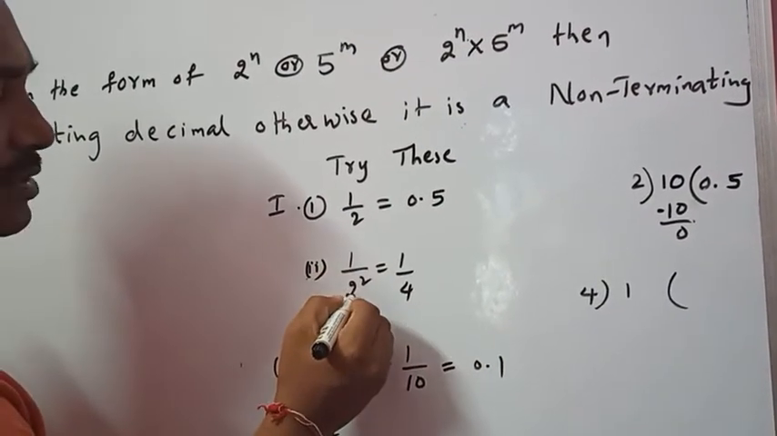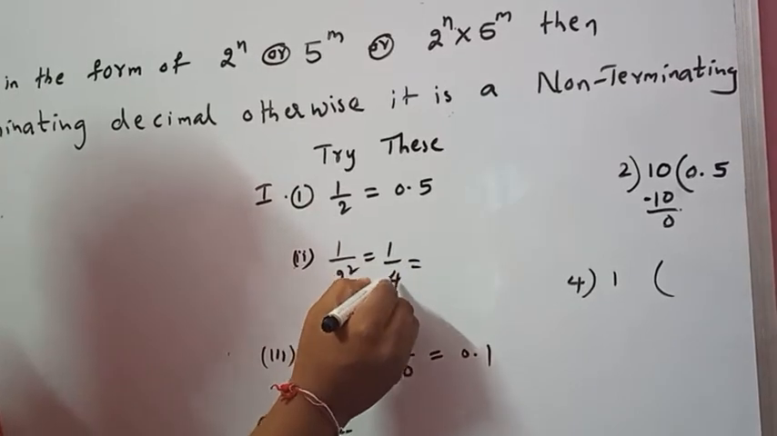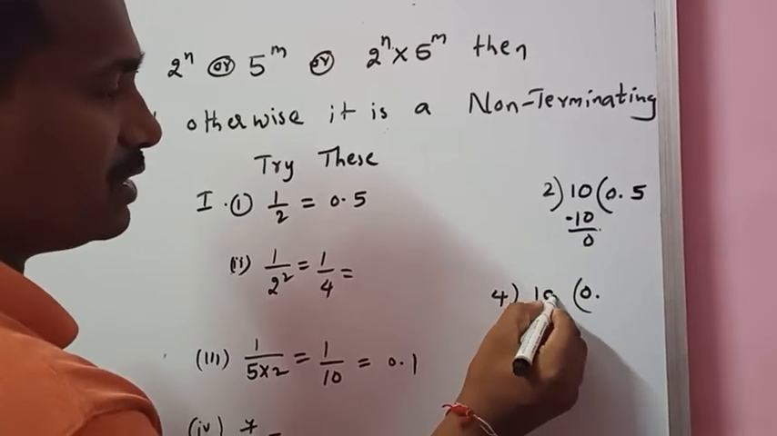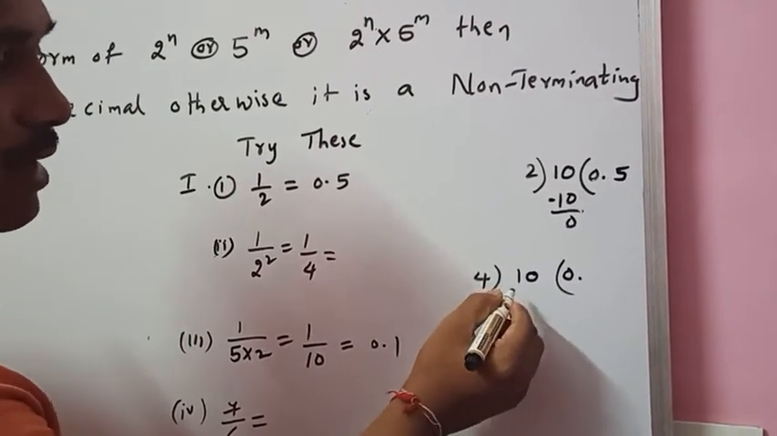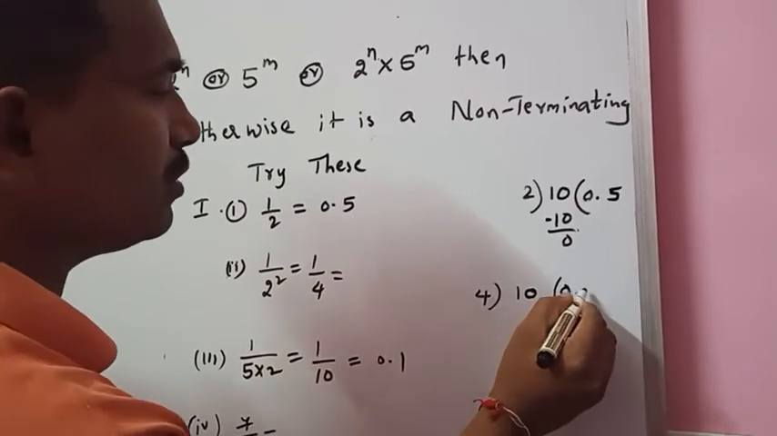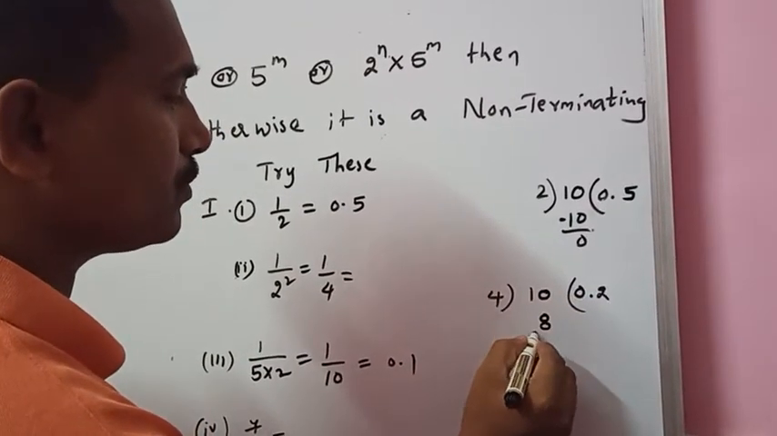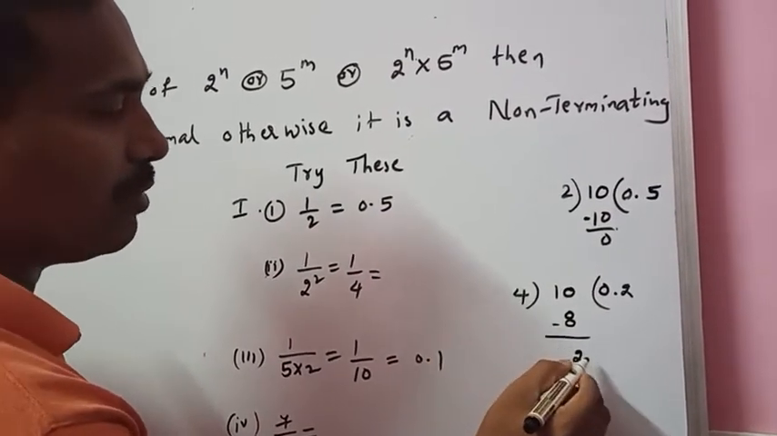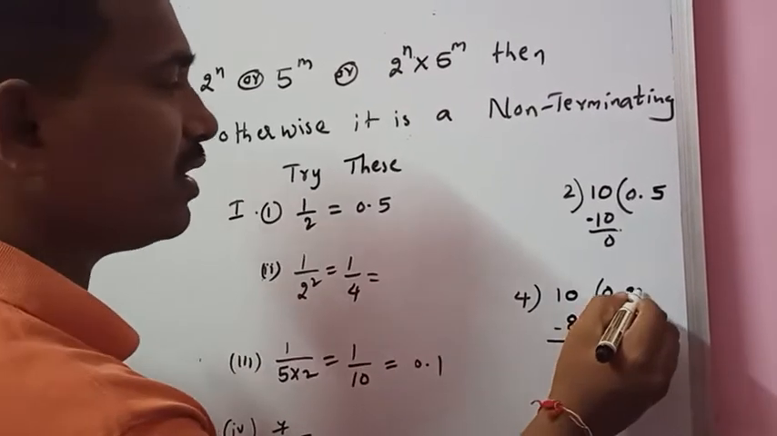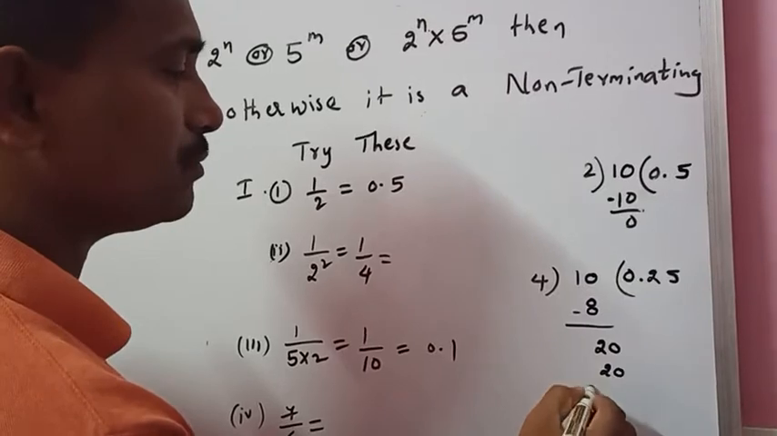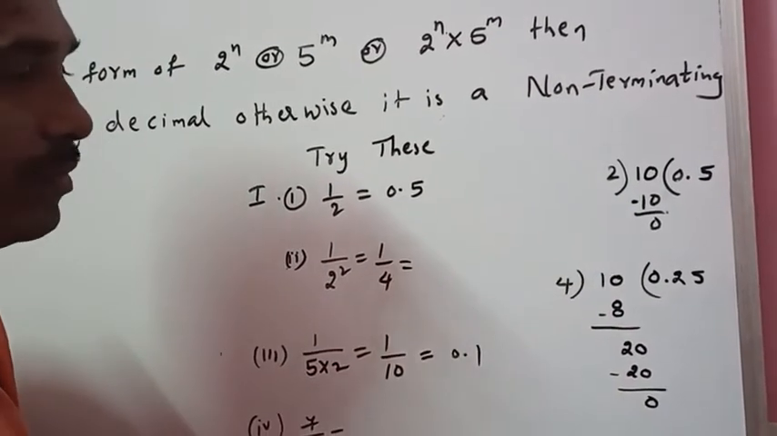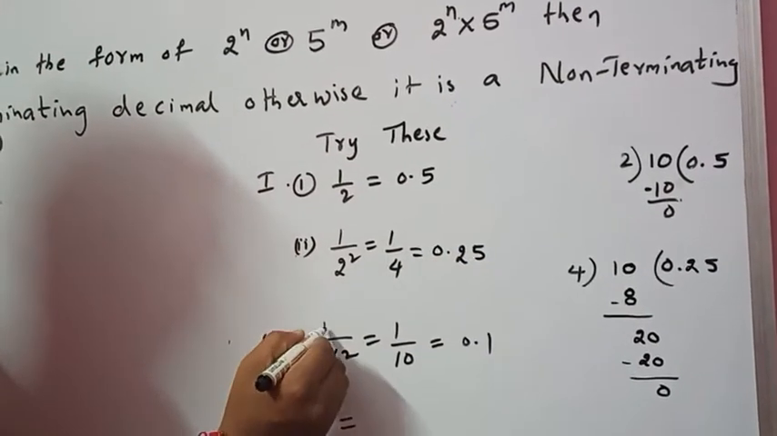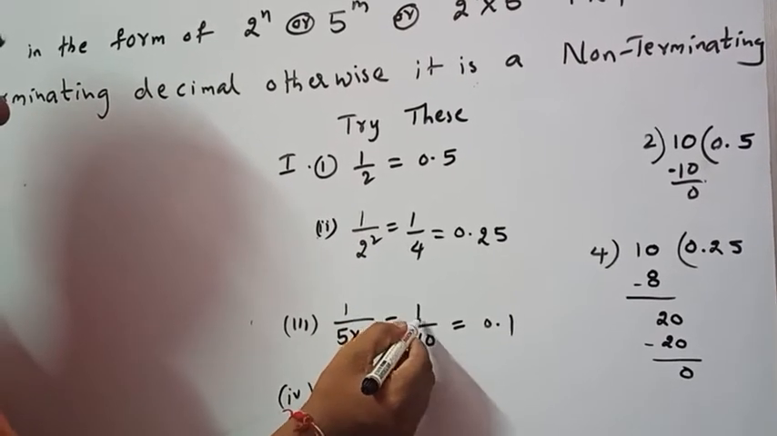Now 1 by 2 square, 1 by 4. So divide 1 with 4. 1 is smaller than 4, so put point in the quotient. You can put here 0. Now 4, 10. How many times will it go? 4 2s are 8. 10 minus 8, 2. Now again 2 is smaller than 4. Put 0. 4 5s are 20. 20 minus 20, 0. Now what is the value of 1 by 4? 0.25. Now 1 by 5 into 2, 1 by 10. 1 by 10 means 0.1.